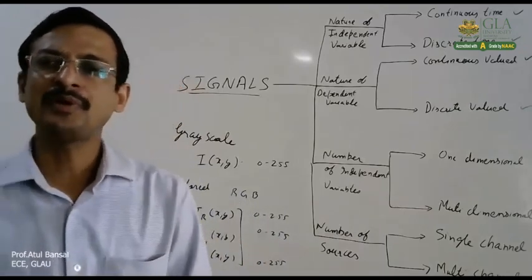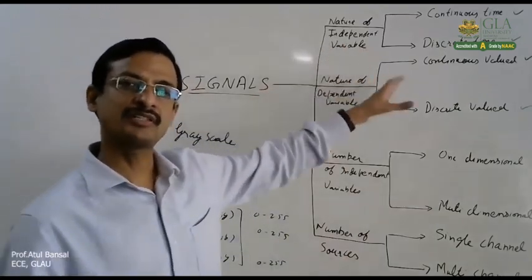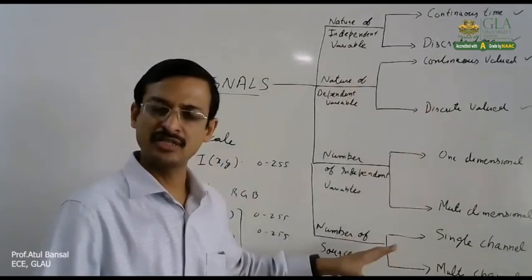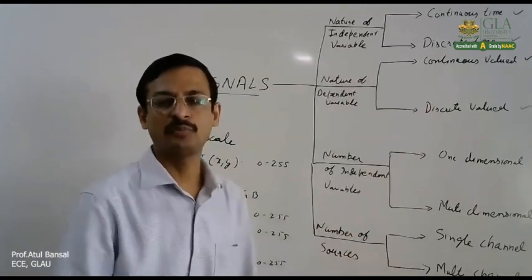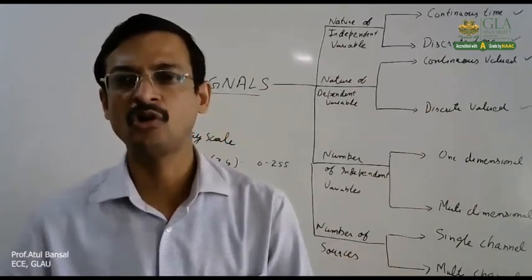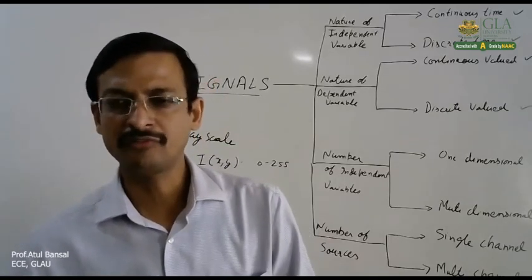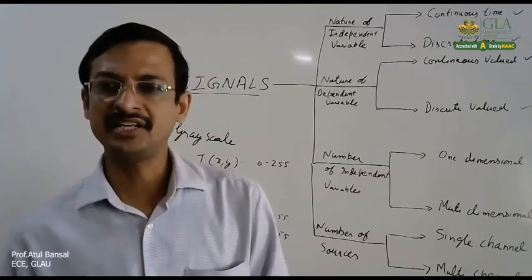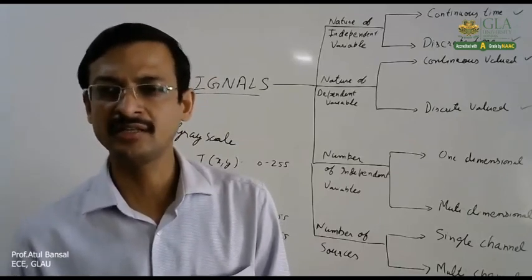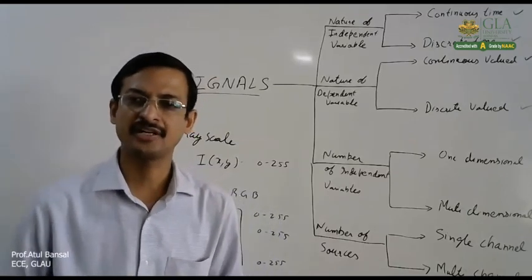Now, based on properties, any continuous time or discrete time, or any continuous value or discrete value signal can further be classified into periodic, non-periodic, even, odd, energy, and power signals. That we will take up later on. First, we will understand the representation and the transformation of signals, and then we will discuss that classification again. Thank you.